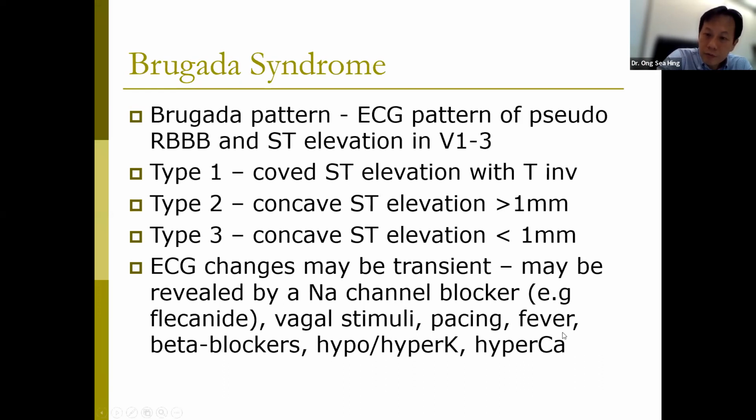Okay, it can be frequently triggered by fever. So sometimes when the patient comes with fever, we can see these ST elevations, either type 1 or type 2 pattern. It can be triggered by beta blockers, by hyperkalemia and hypercalcemia. Okay, so these are some of the things that you have to remember, especially fever. So if you see a patient with type 2 Brugada pattern and they're asymptomatic and we decide not to treat them, we always need to remind them to keep the fever down. When they have febrile illness, give paracetamol, do tepid sponging and get the fever down. Okay.